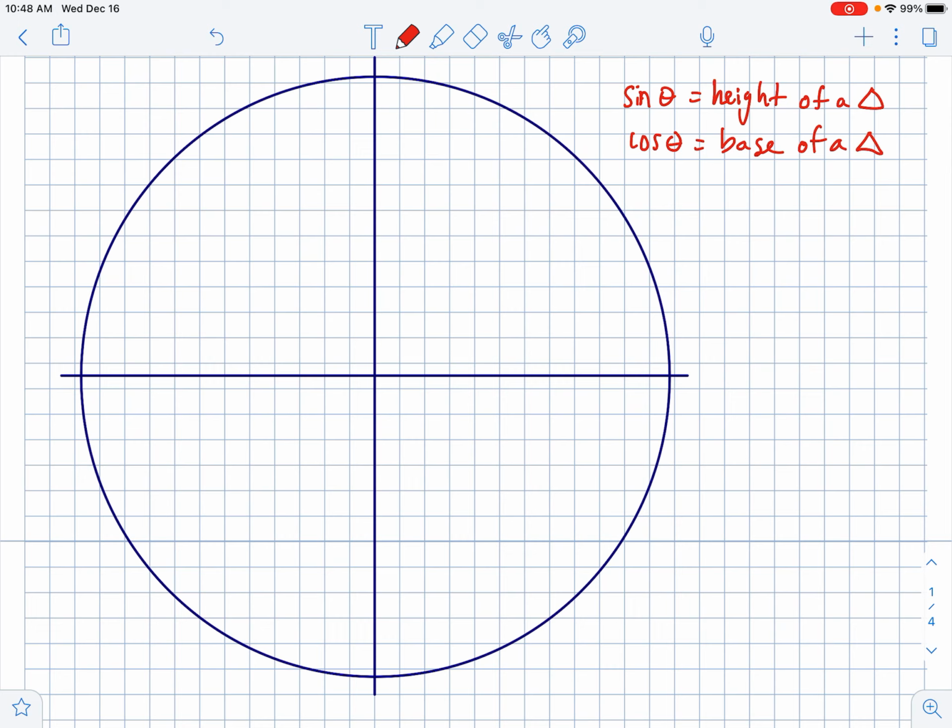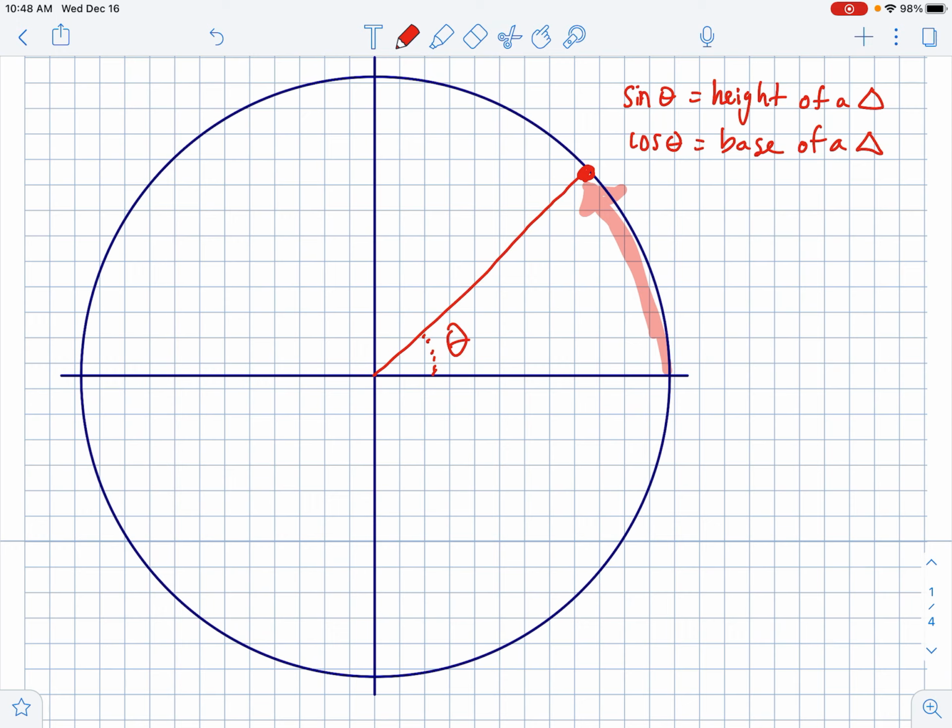Now, when I say triangles, here's what I mean. If I have some sort of theta rotation, regardless of whether or not it's in radians or degrees, let's say you rotate theta all the way up to this spot right here. So from here, this is your theta rotation.